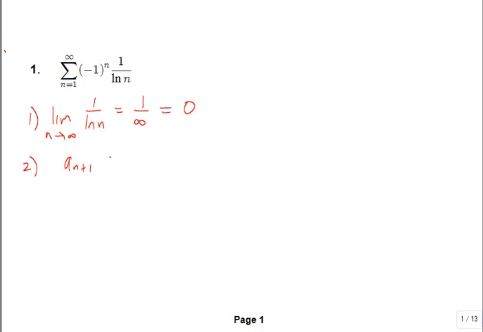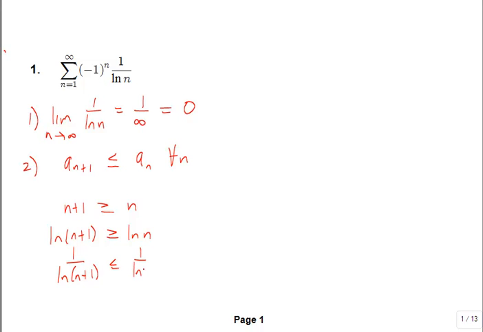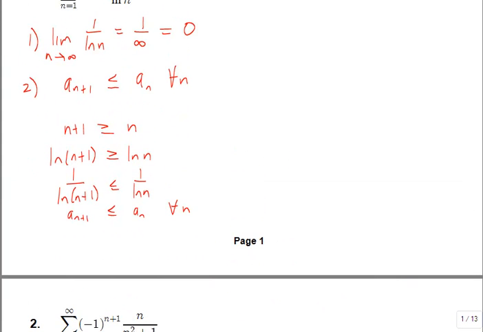We need to show that a sub n plus 1 is less than or equal to a sub n for every n. Well, we know that n plus 1 is greater than or equal to n. Therefore, the ln of n plus 1 is greater than or equal to the ln of n. But if we take the reciprocals, then this inequality flips around. The reason is that the denominator on the left side is bigger, which makes the fraction get smaller. So this relationship that a sub n plus 1 is less than or equal to a sub n is definitely true for every n. So our two conditions are met for the alternating series test. So this shows by the alternating series test that our series converges.